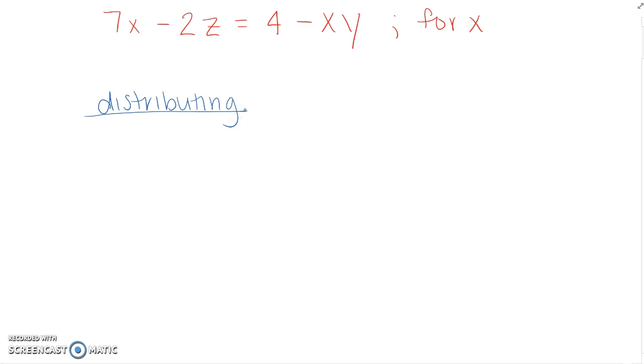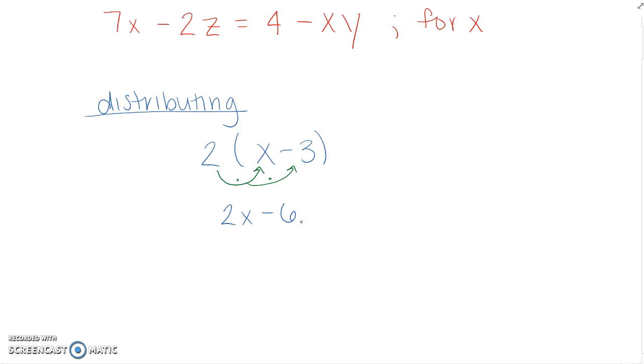You guys should remember the distributive property. It's simply if I gave you 2 times x minus 3, hopefully you would say you're going to take the 2, you're going to multiply it by x, and you're going to multiply it by negative 3. So then your final answer is 2x minus 6.